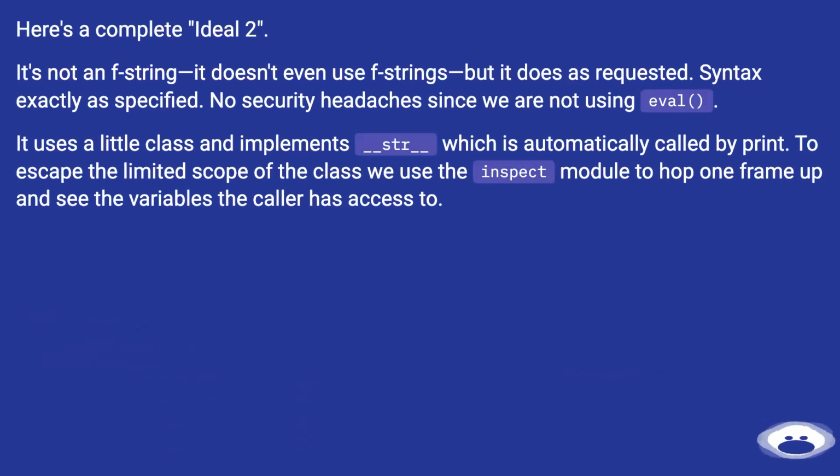Here's a complete ideal too. It's not an F string, it doesn't even use F strings, but it does as requested. Syntax exactly as specified. No security headache since we are not using eval. It uses a little class and implements __str__, which is automatically called by print. To escape the limited scope of the class, we use the inspect module to hop one frame up and see the variables the caller has access to.